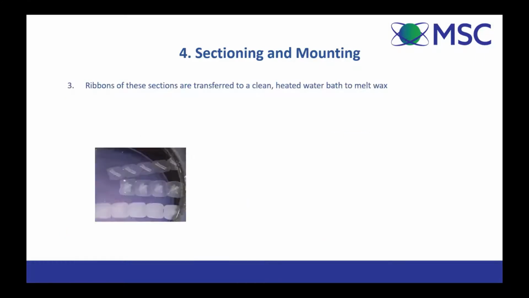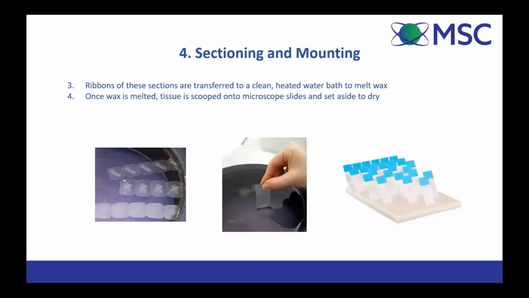So then what you're going to do is you're going to transfer those ribbons that you made, right? So you're going to transfer them to your clean heated water bath, or again, if you're going to put them onto a hot plate, you just put them on your slide and put them onto the hot plate to melt it on top. And once the wax is melted, tissue can be scooped onto your microscope slides and set aside to dry. And obviously, if this part is not done right, your samples will fall off during the staining phase.